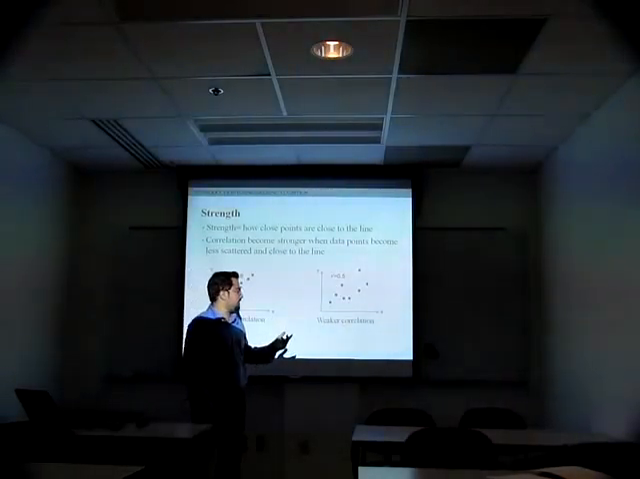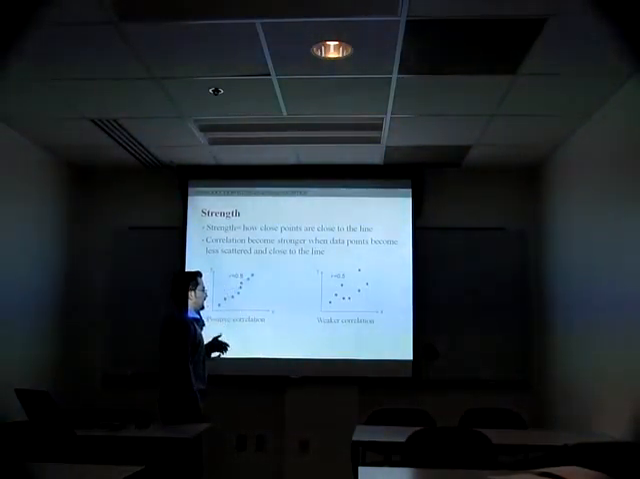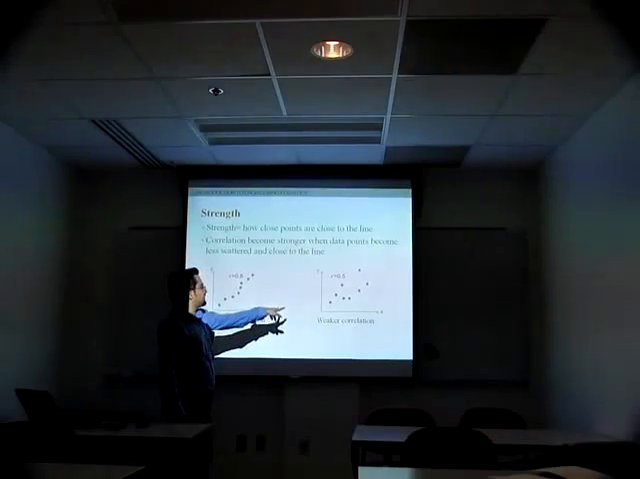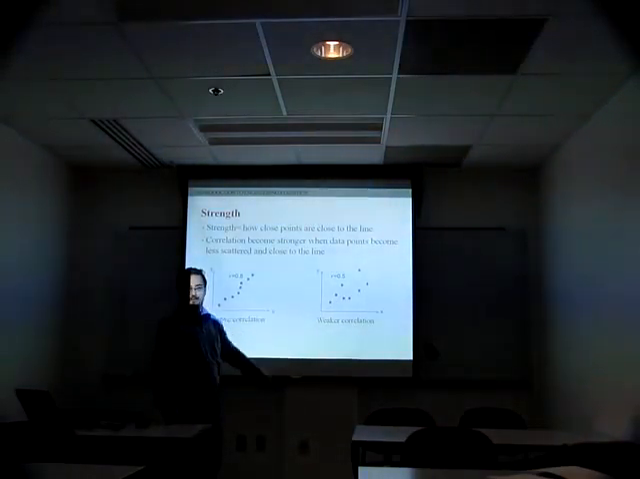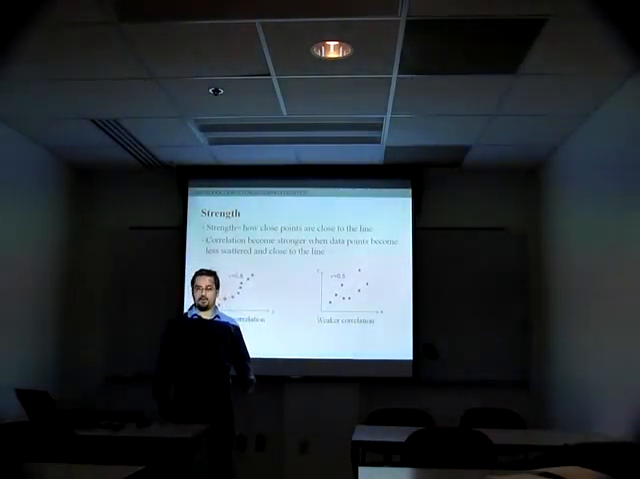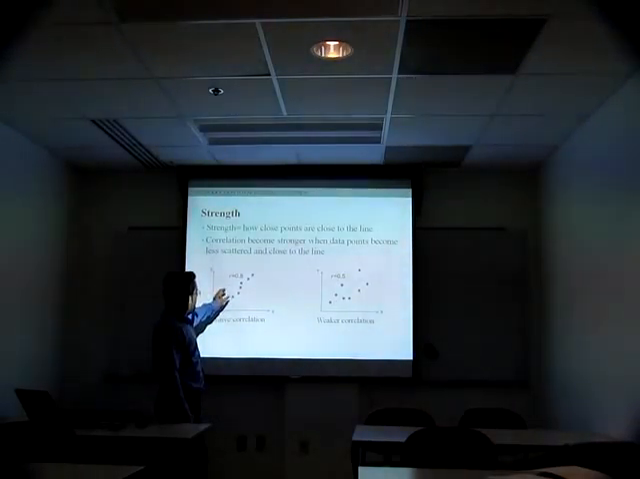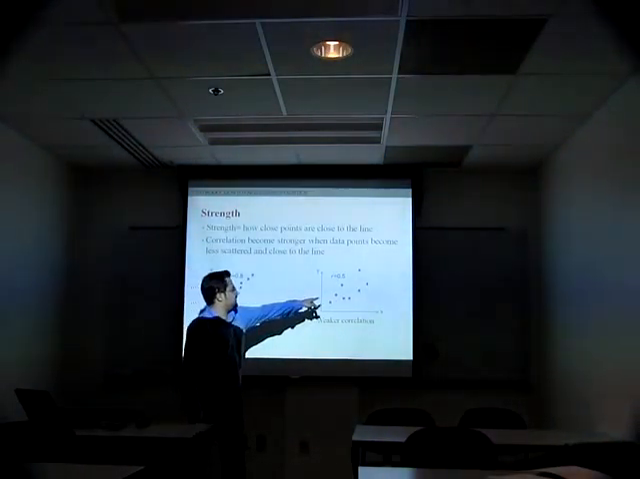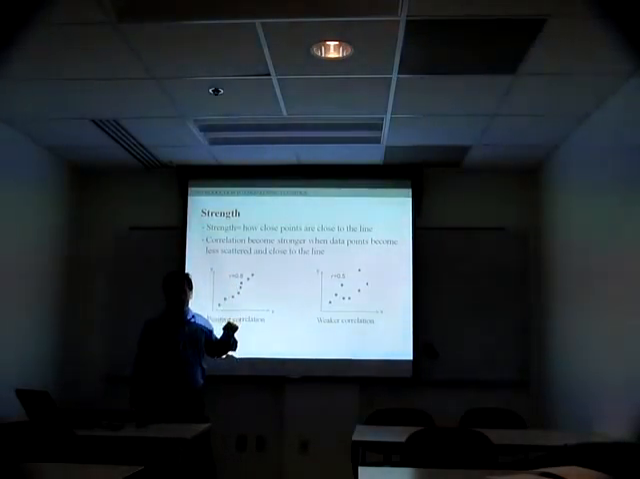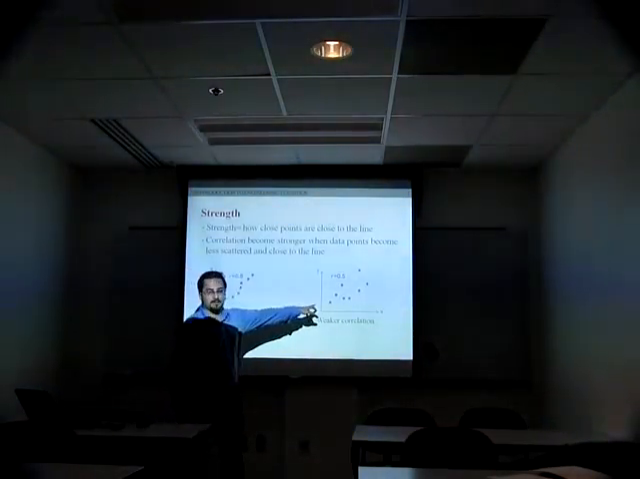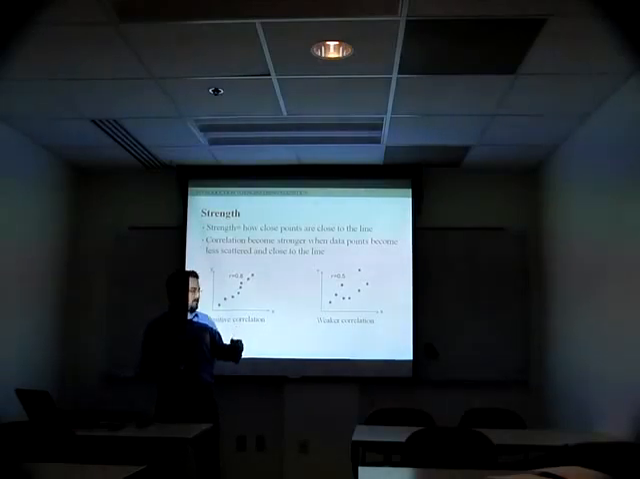I'll show you some other pictures here. For example, in both of these pictures, we have positive correlation. In this one, as you see, the data are a bit closer to the line than in this one, so the value of the correlation coefficient is higher than this one. And both of them are positive.